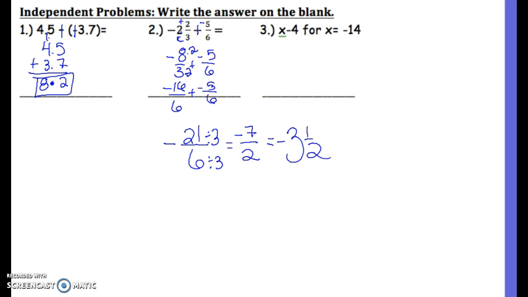Number 3, let's do our substitution. So we have negative 14 in parentheses. Always put it in parentheses when you substitute. Minus 4. Only change the middle. Add the opposite. Now they're the same sign. Negative 14 plus negative 4 is negative 18. Same sign, you sum them.